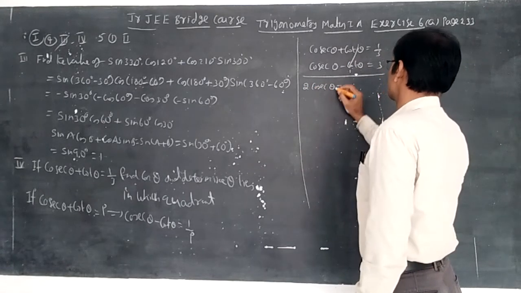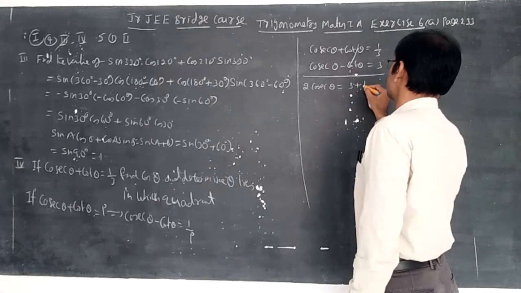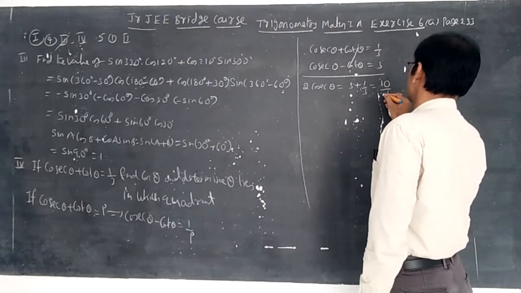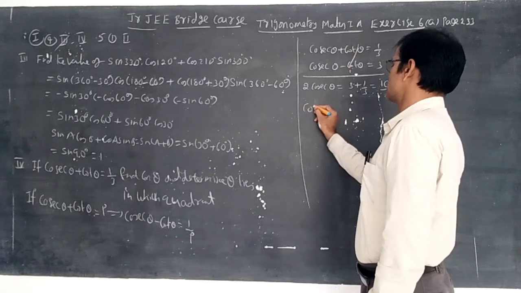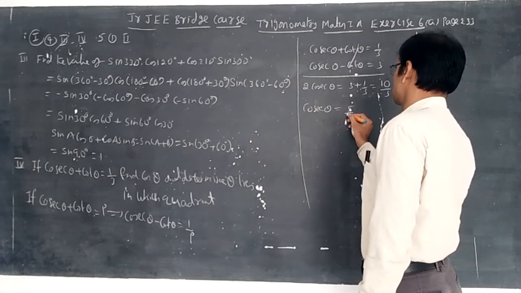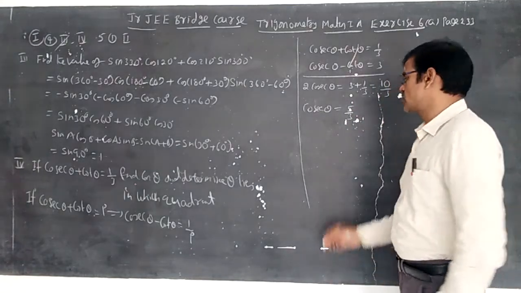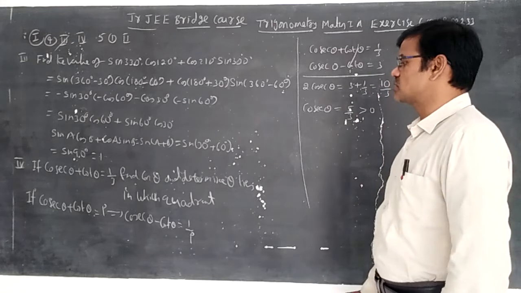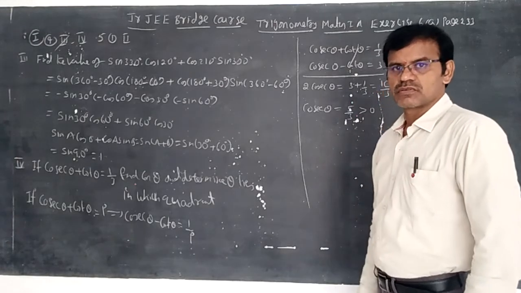We will get 2 cosec theta is equal to 3 plus 1 by 3. Here 3 threes are 9 plus 1, 10 by 3. 2 cosec theta is equal to 10 by 3, so cosec theta is equal to 5 by 3. Here 5 by 3 is positive. Cosec theta is positive, so it may be the second quadrant or first quadrant.